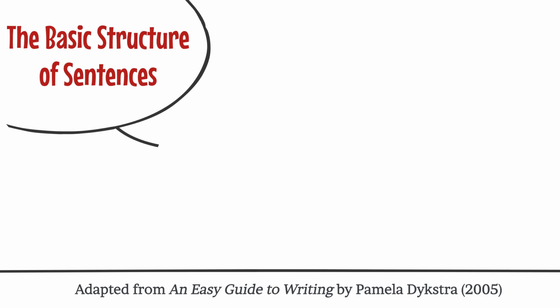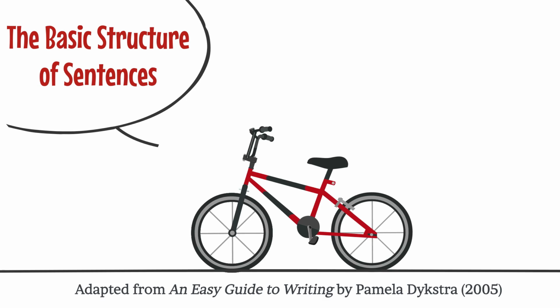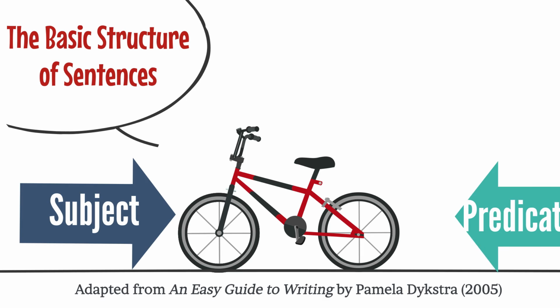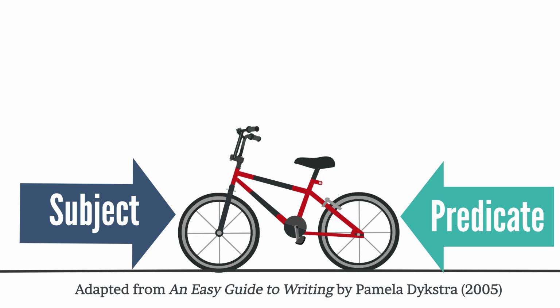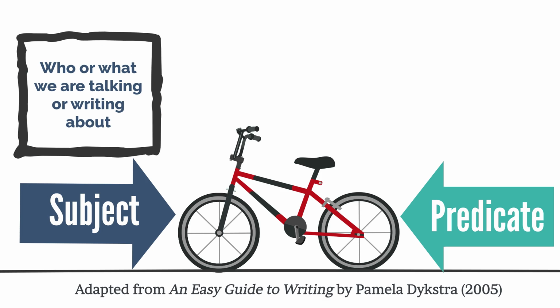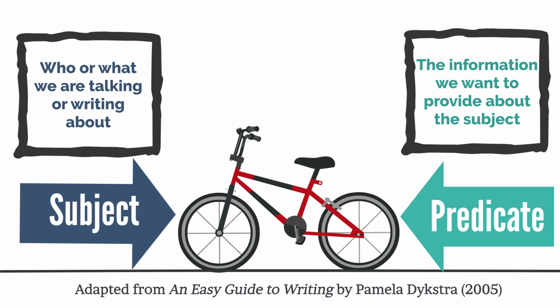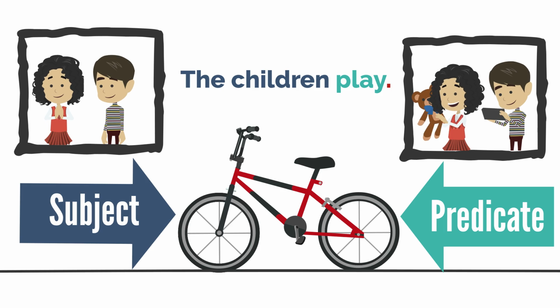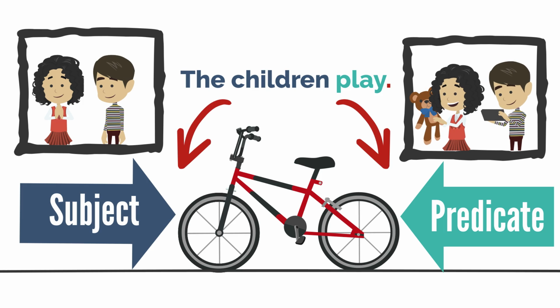Let's start with the basic structure of sentences. A sentence is just like a bike. It has two wheels, the subject and the predicate. The subject is who or what we're talking or writing about, and the predicate is the information that we want to provide about the subject. For example, in the sentence Jack works, Jack is the subject and works is the predicate. In the sentence the children play, the word children is the subject and play is the predicate.